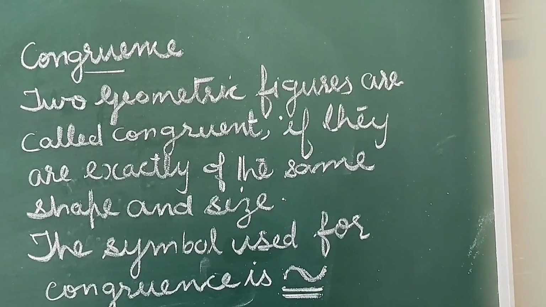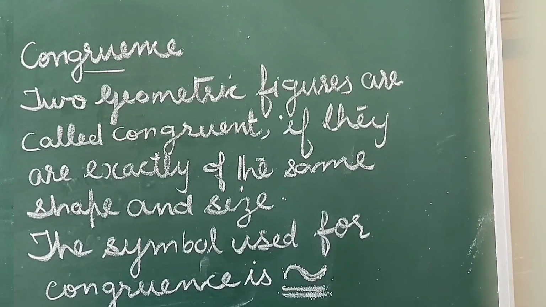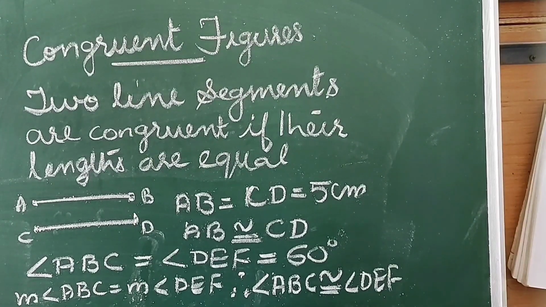Congruence of geometric figures. Two geometric figures are called congruent if they are exactly of the same shape and size. The symbol used for congruence is ≅. Now, let us discuss the congruent figures.